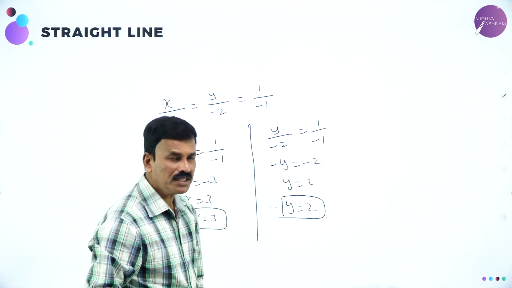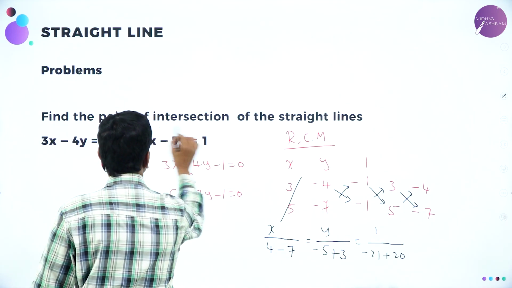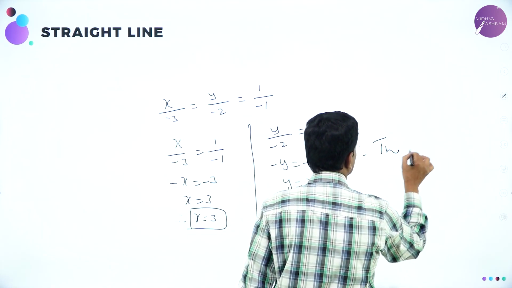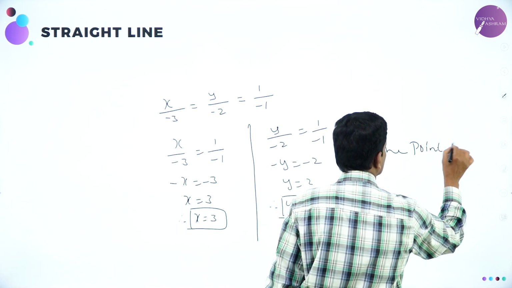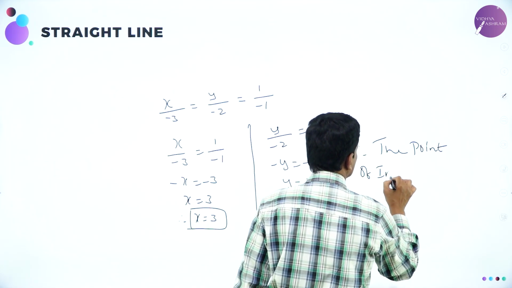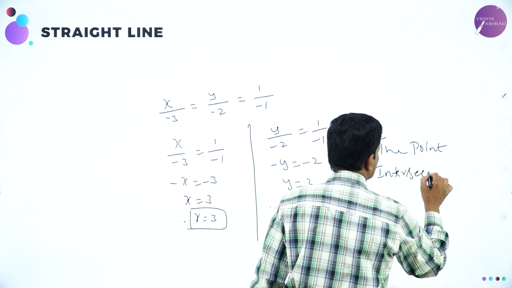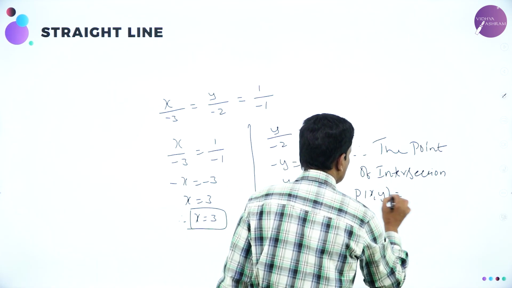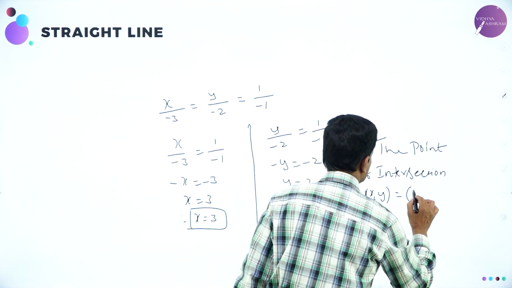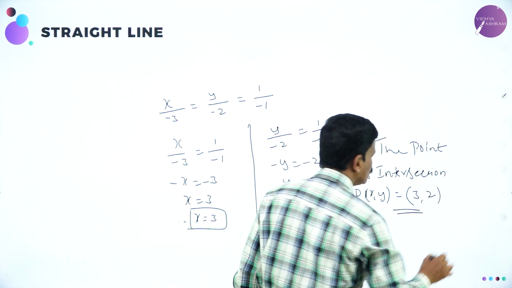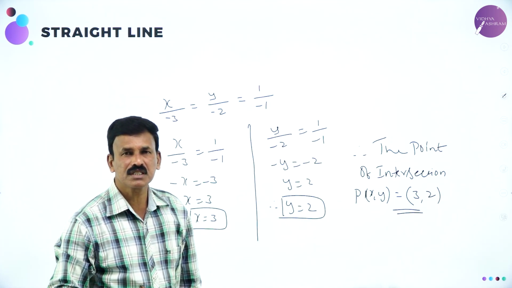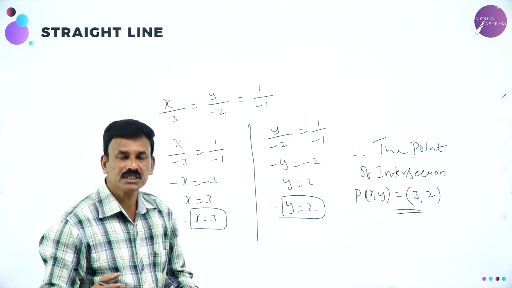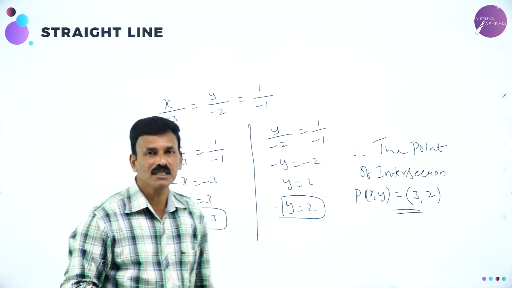Therefore, the point of intersection P(x, y) is, what is x? X is equal to 3, y is equal to 2. This is the point of intersection for the given lines. That's it. This is how we find the point of intersection of two lines using the RCM method.